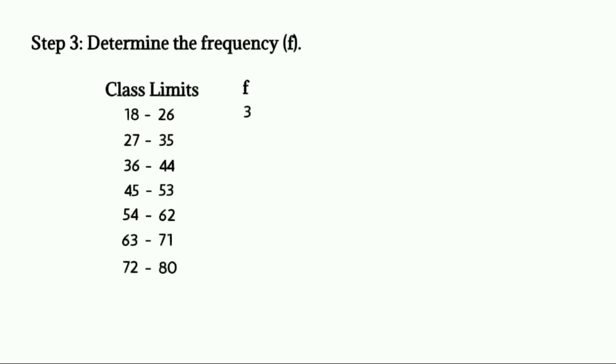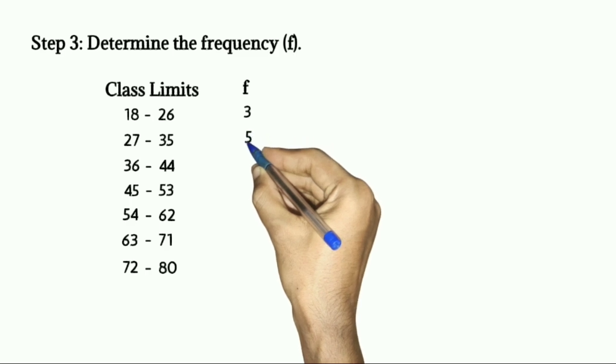Sa class limit naman na 27 to 35, the values that are within the class limit 27 to 35 are 27, 28, 29, 31, and 34. There are 5 values that are within the class limit 27 to 35. Therefore, the frequency is 5.